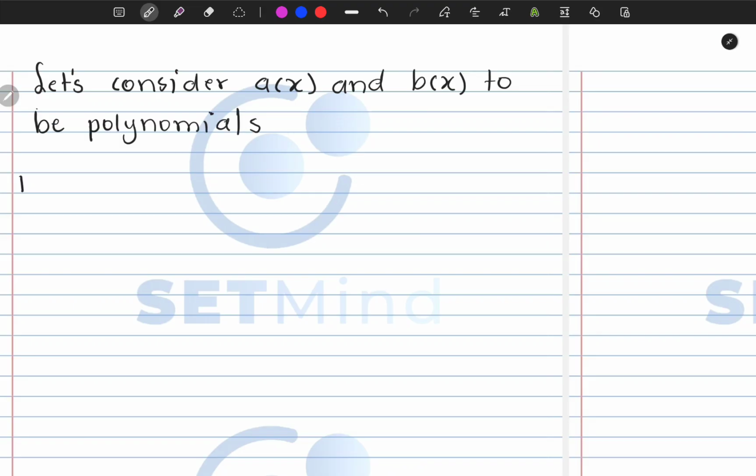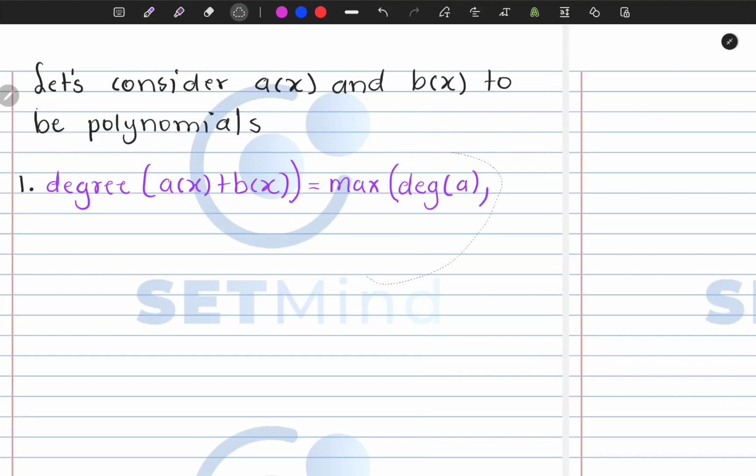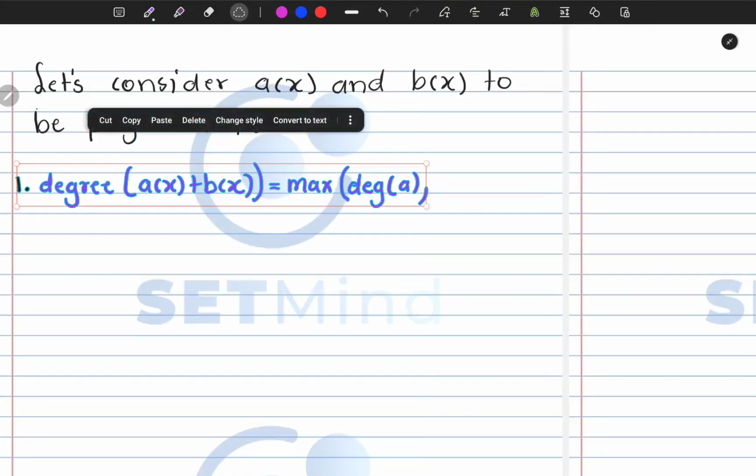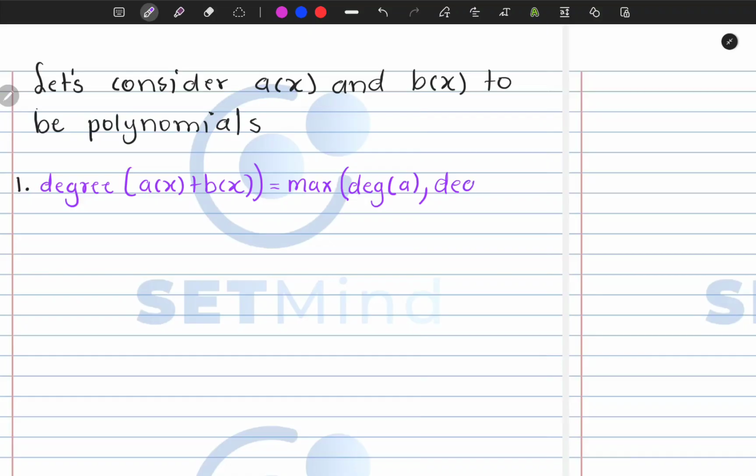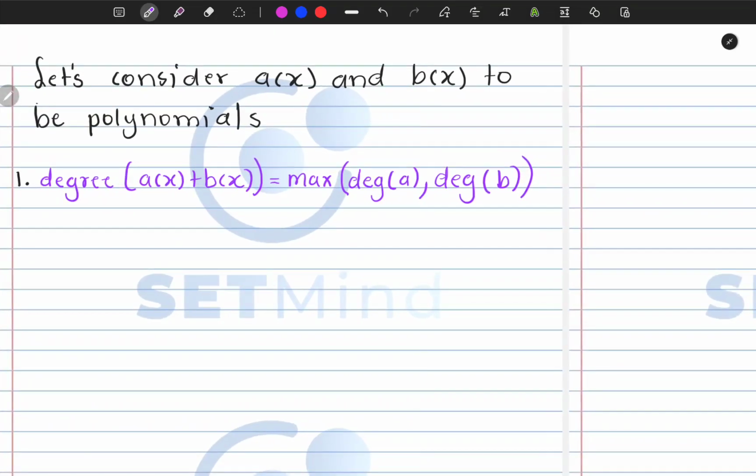If these are polynomials, then there's a couple of things which we need to be aware of. If we are looking for the degree of the sum, a of x plus b of x, the degree will be the highest power which we see on the combination of the two expressions. So the degree will just be the maximum of the two degrees. You'll essentially be looking at the degree of a or the degree of b. Which one between the two is the bigger one? And that will give us the degree of the polynomial a of x plus b of x.